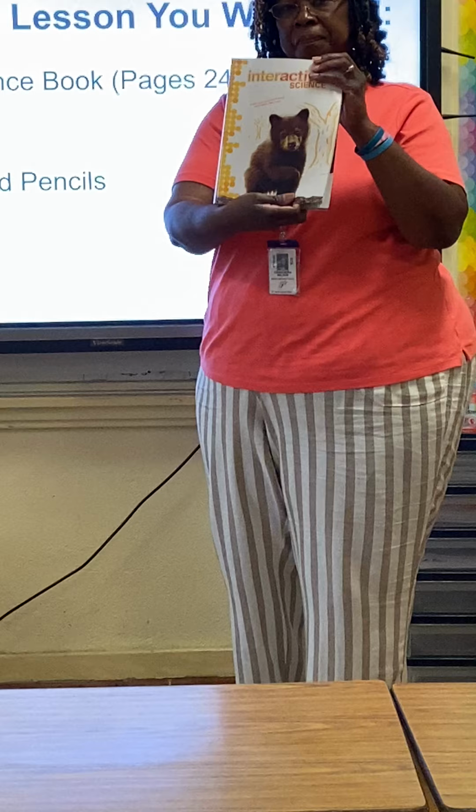SC.1.2 says construct explanations from observation that objects can be seen only when light is available to illuminate them. For example, the moon being illuminated by the sun, colors and patterns in a kaleidoscope being illuminated when held toward a light. The I can statement: I can observe and explain how light affects the ability to see objects.